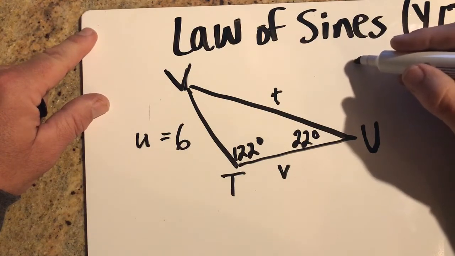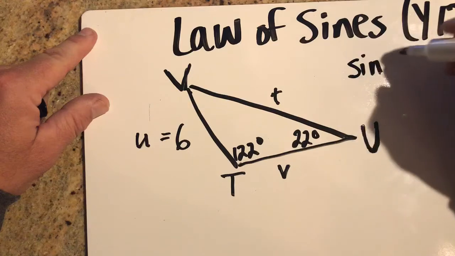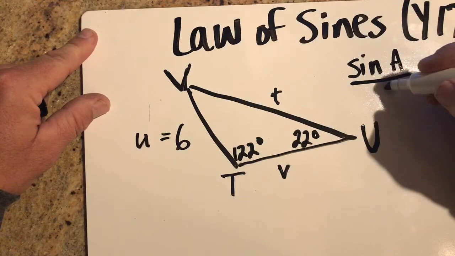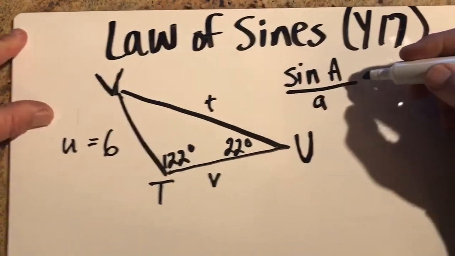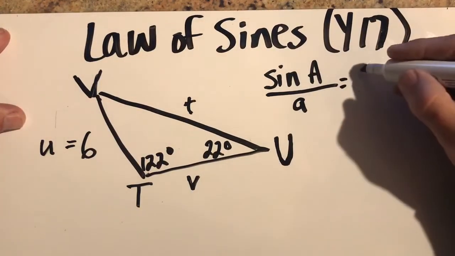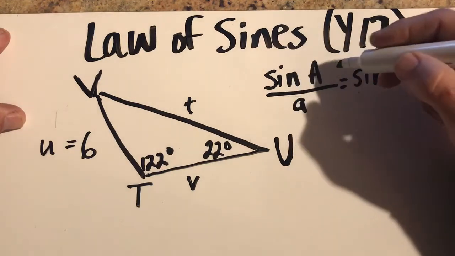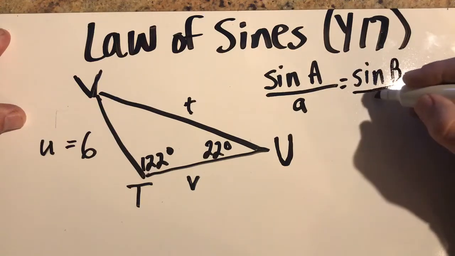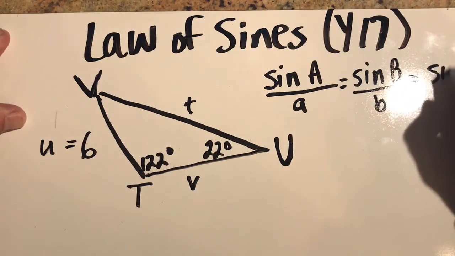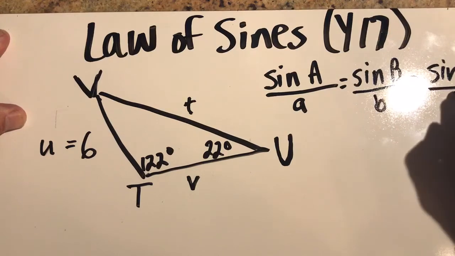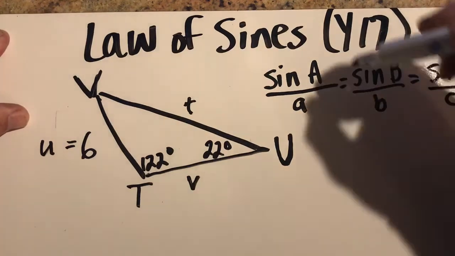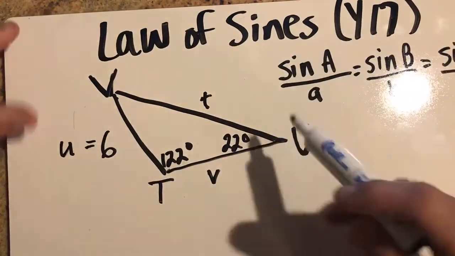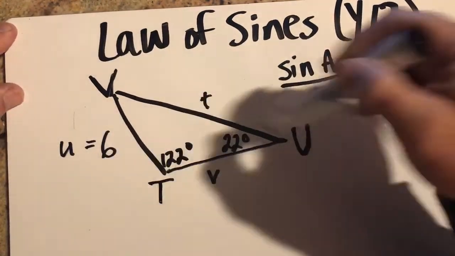I'll write it out here. You're going to see it written probably like this. Sine of angle A over side A equals sine of angle B over side B equals sine of C over side C. So basically over here they just replaced the A, B, and C with a T, U, V.